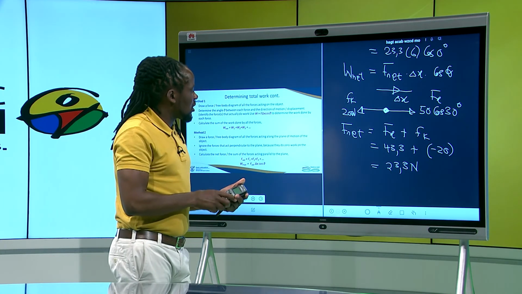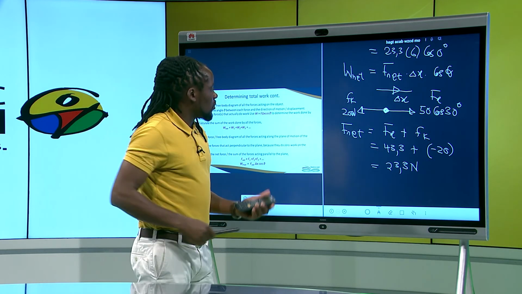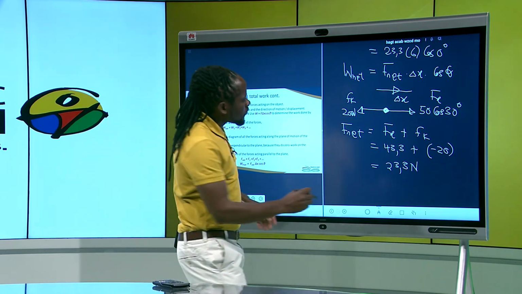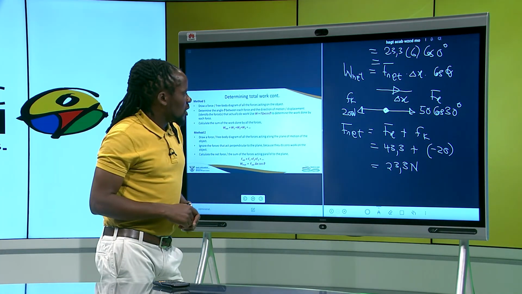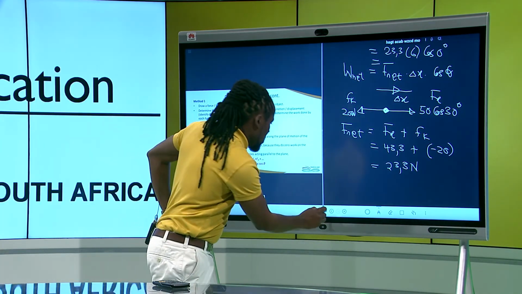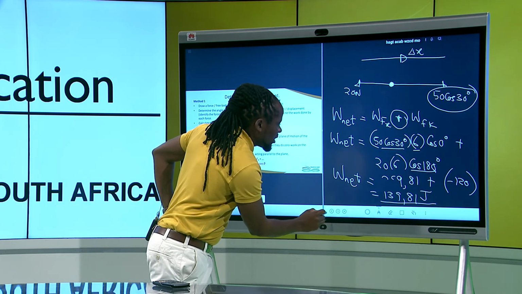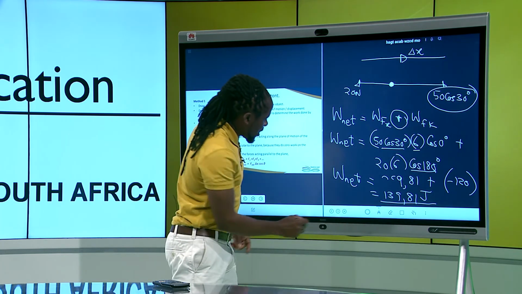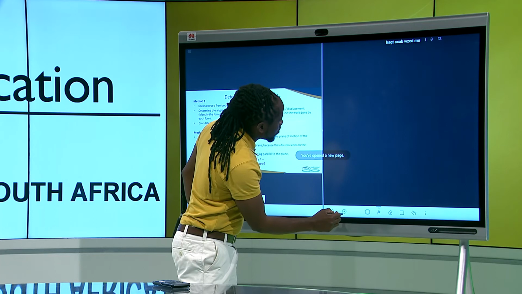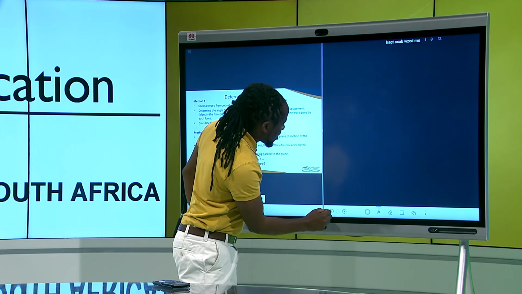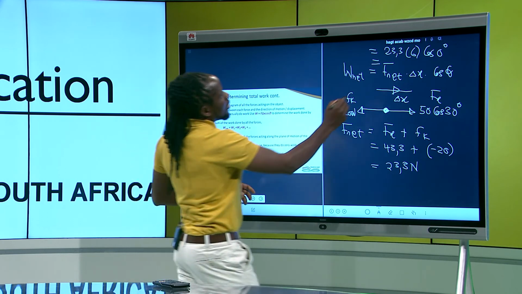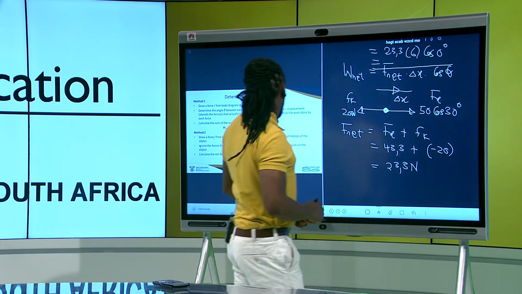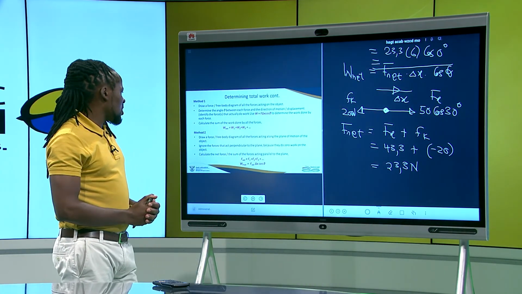It gives us 139,8, which is the actual work done by the net force. So very, very important. If we go back, the 139,81, that's what we got. So this is exactly the same as the one that we got in the work done by the net force. But those are just routine calculations.